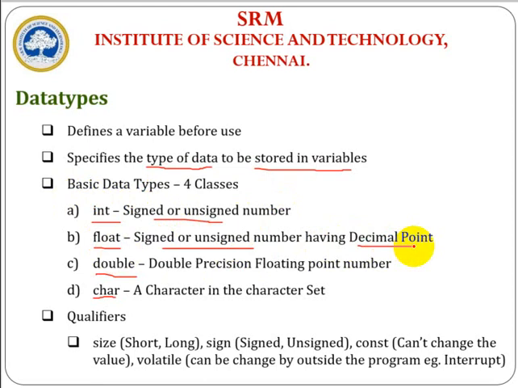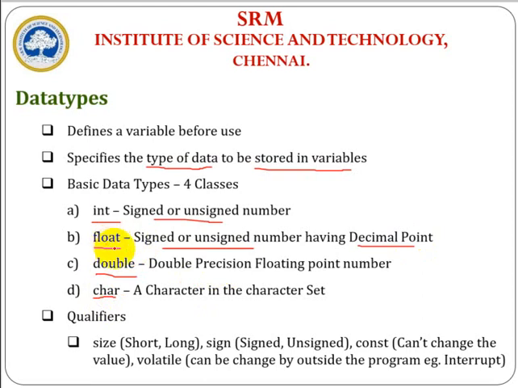Okay, so whenever you are trying to hold some value, say for example the value 3.14, then I need to declare that variable as the float data type. Okay, and then the next one is the double.